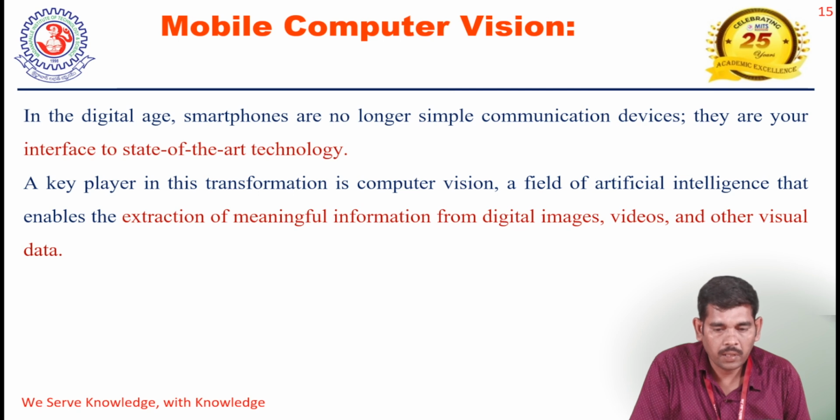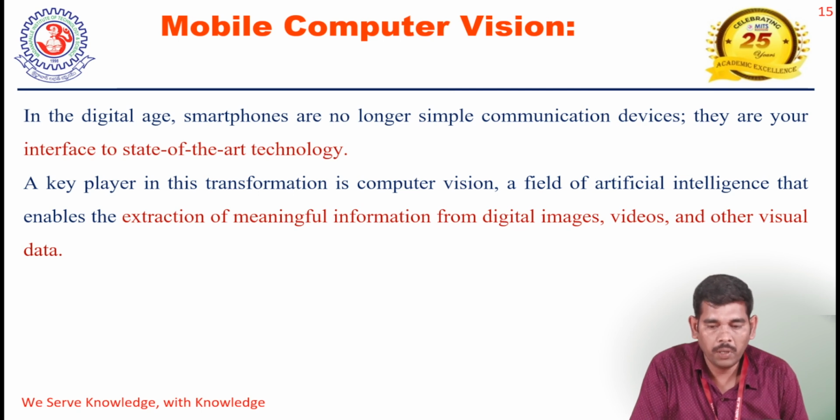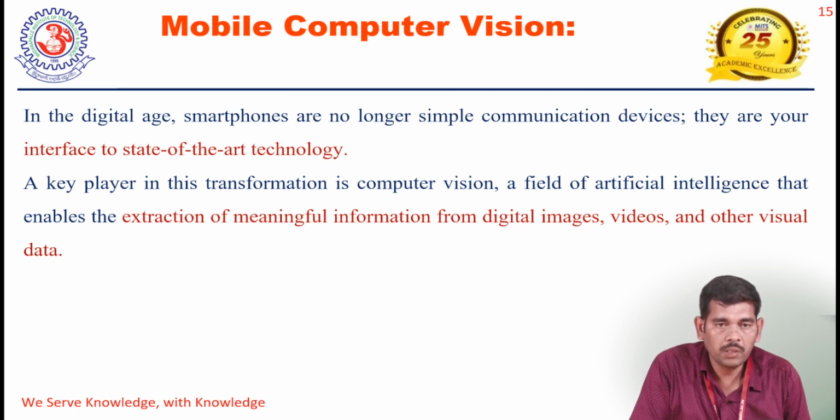Key players in the transformation of the computer vision field, an area of artificial intelligence, enable the extraction of meaningful information from digital images. Information is nothing but a collection of messages to process. The manipulation process yields meaningful information from digital images, videos, and other visual data.